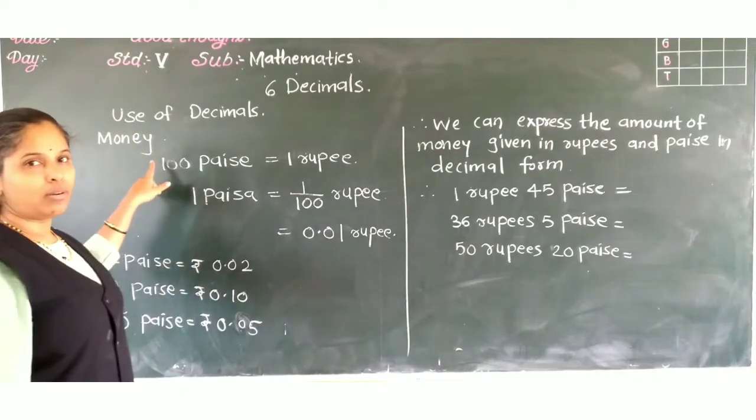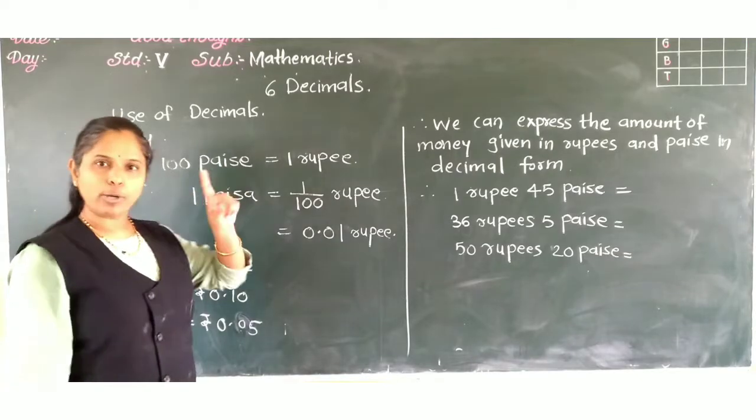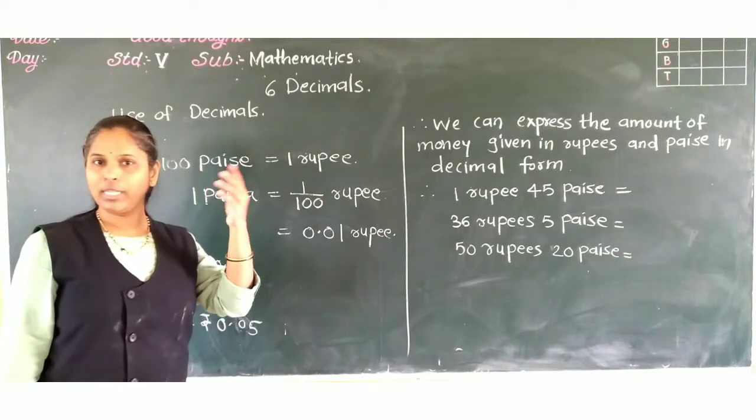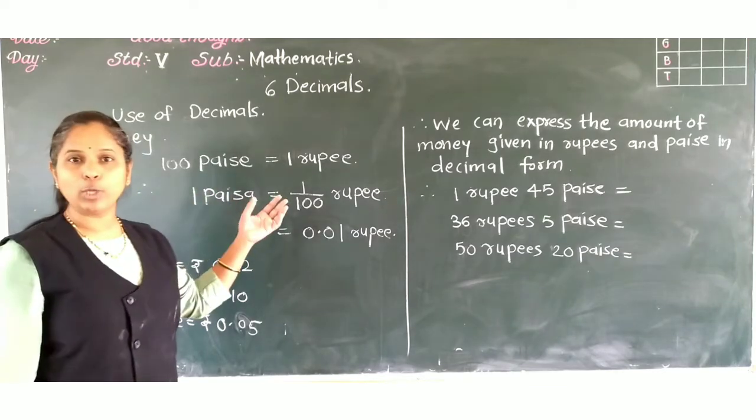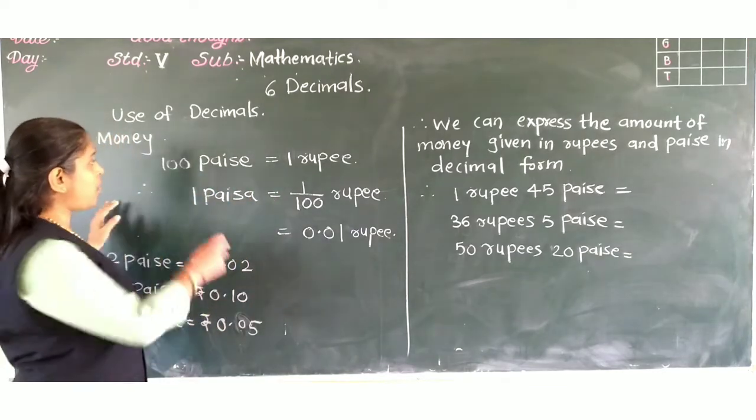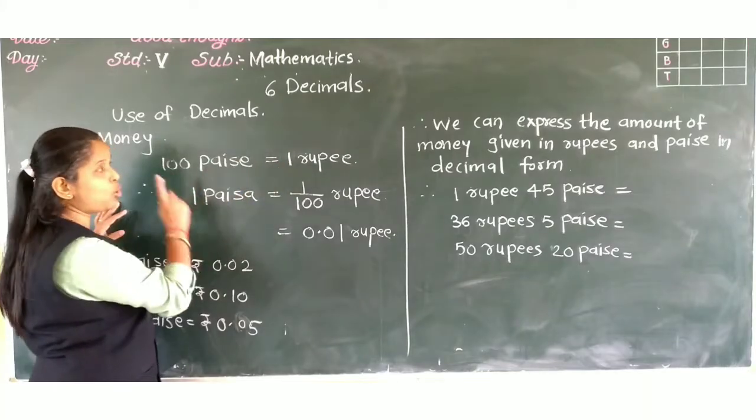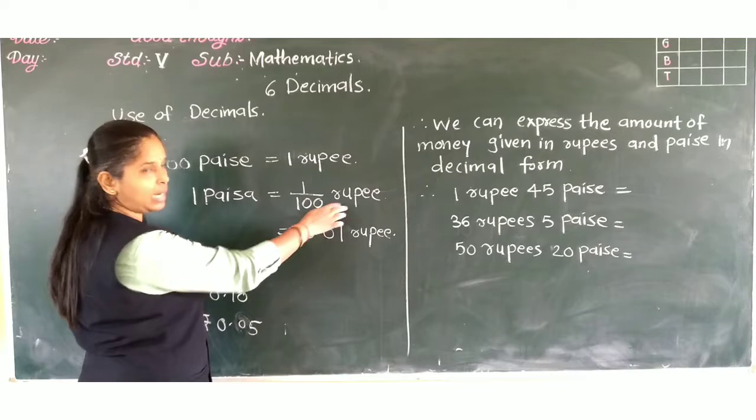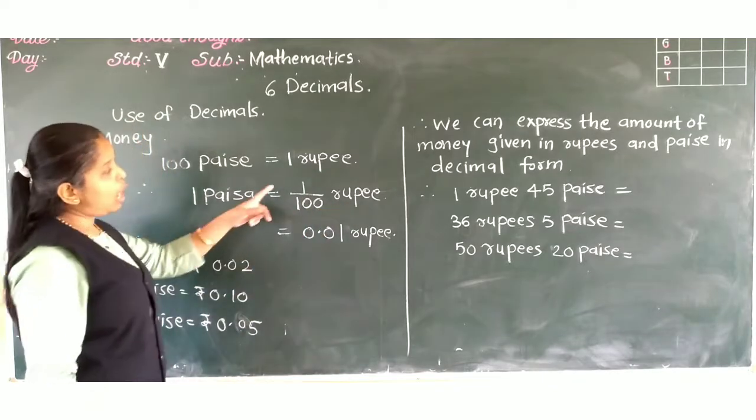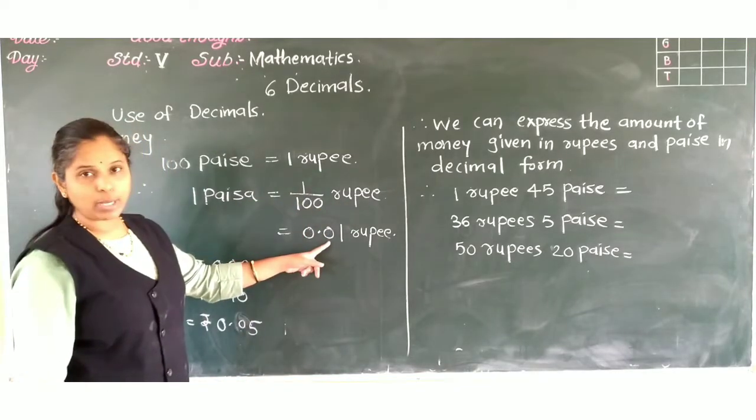First of all, 100 paise is equal to 1 rupee. 1 rupee means 100 paise. So, 1 paisa is equal to how many rupees then? 100 paise is 1 rupee, so 1 paisa means you will have to divide 1 rupee by 100. That many rupees. Now, how to write 1 upon 100 in decimal?